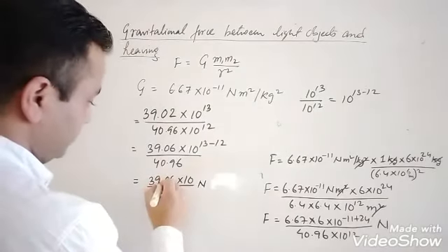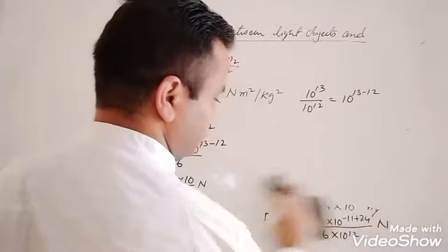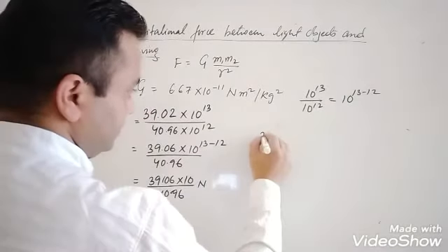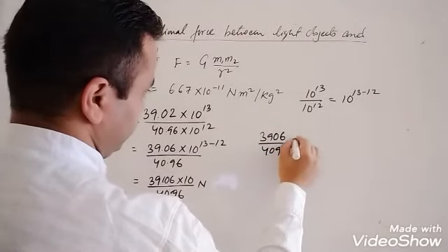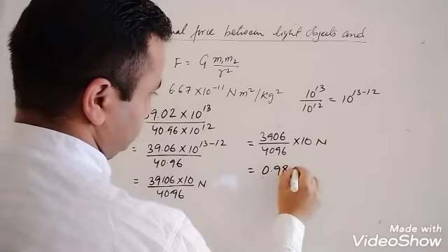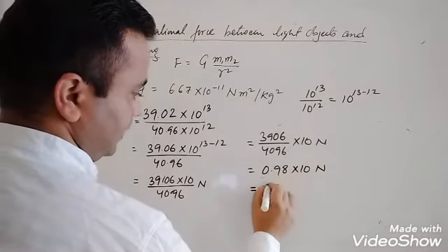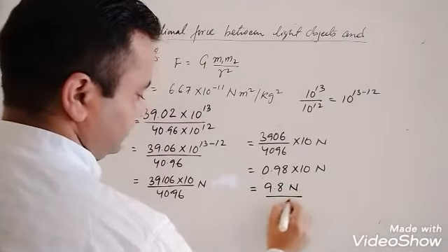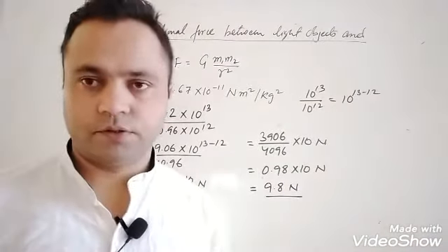Now divide these two. First you have to remove the points. After that, 3906 divided by 4096 into 10 Newton. This equals 0.98 into 10 Newton. This equals 9.8. After multiplying with 10, you will get 9.8 Newton. This is the case of when the 1 kg of mass is held on the surface of Earth.